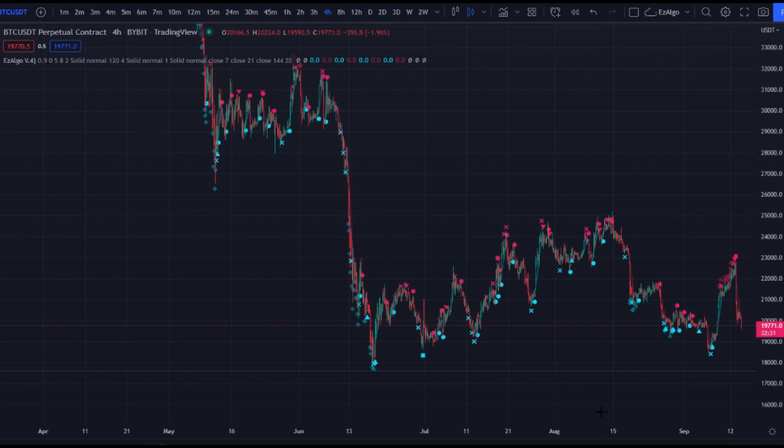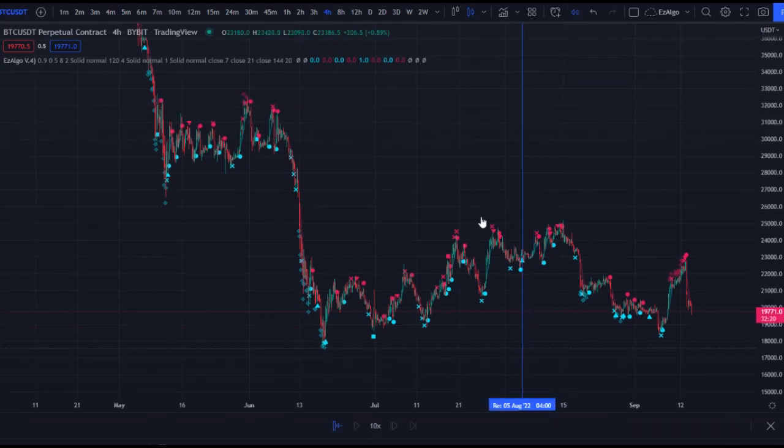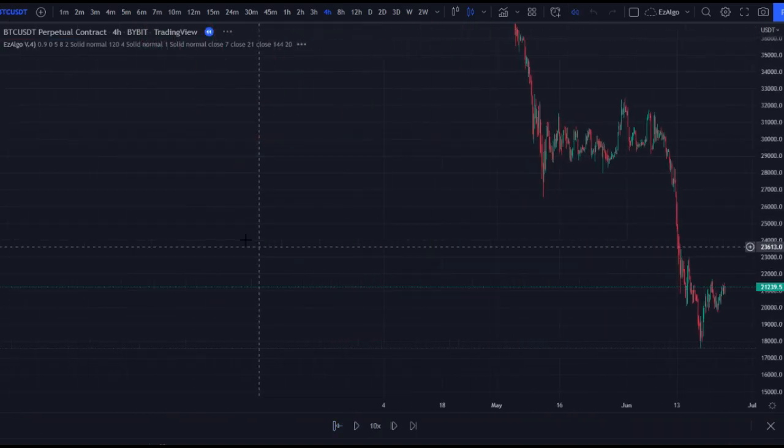So I'm going to show you guys, like I said, step by step how you can do this, and we're going to start on a higher time frame and then go down to a lower time frame. So first things first, right? We're going to pretend that it's June, July, and we're actually going to go to the back test mode, just so I can be as fair as possible.